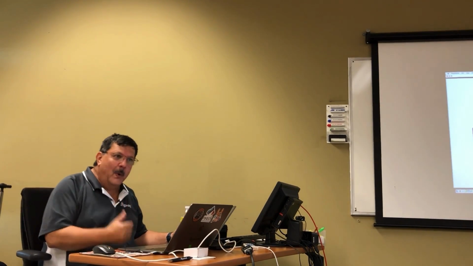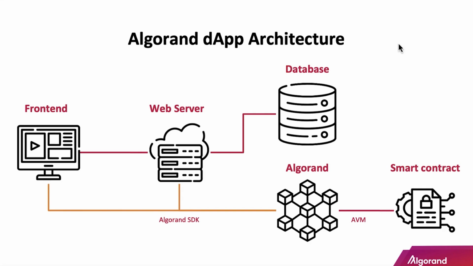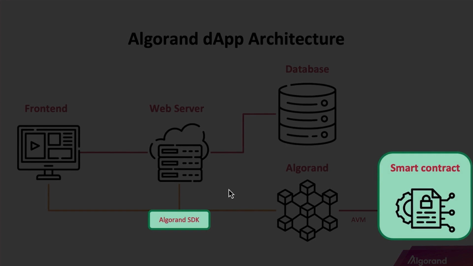And Python always wins in terms of the least amount of code to do something with. And so typically this is a Web 2 kind of architecture: front end, web server in the middle. With Web 3 now, with the Algorand SDK and smart contracts involved, you can see a little bit more information, plus you've got the blockchain itself, right?